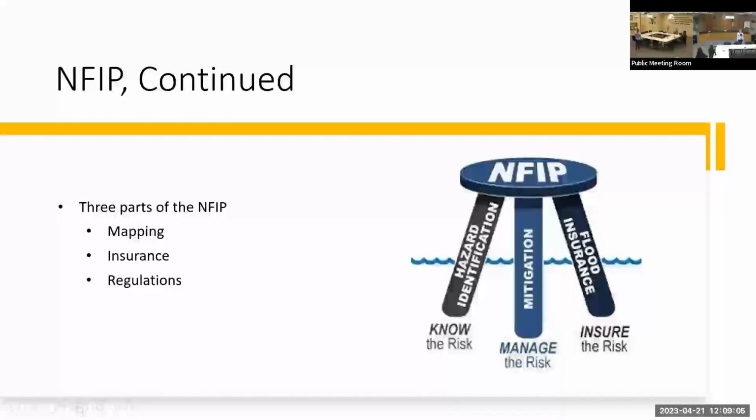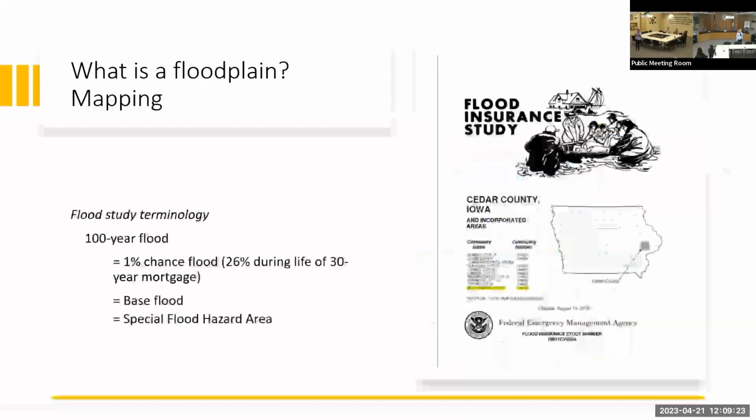So the NFIP has three parts. There's mapping, which helps communities determine where floodplains are. It provides the insurance that we've already talked about. And then it also asks that we adopt minimum standards for floodplain management. So we're going to talk about the mapping first.